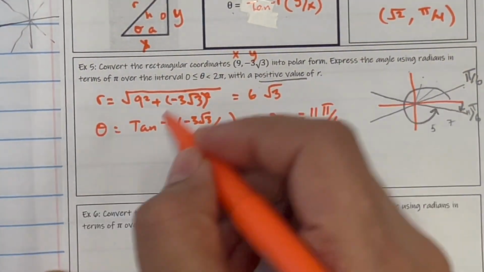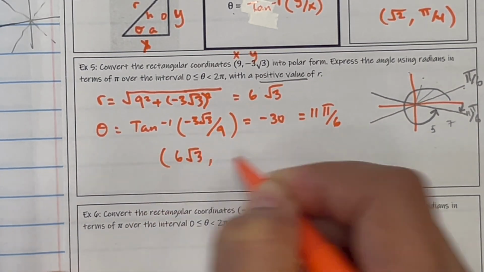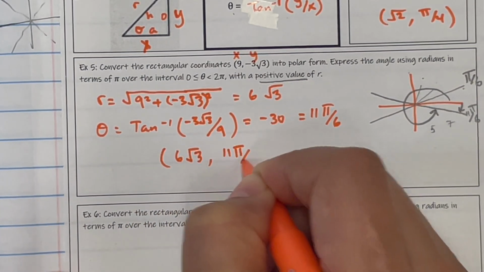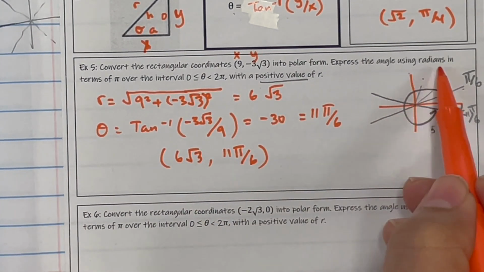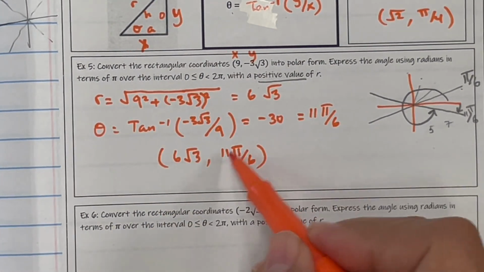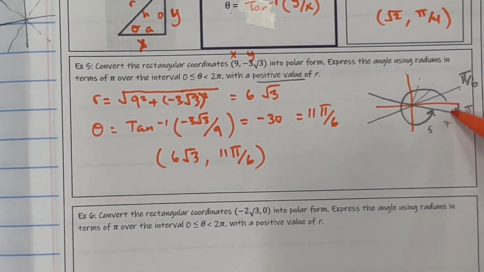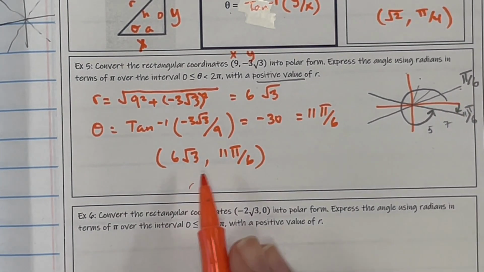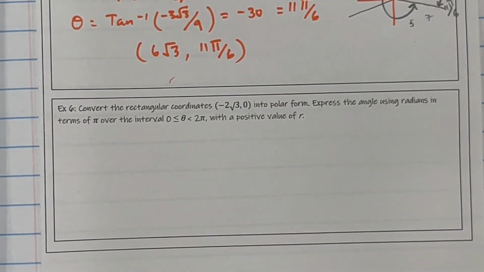Write this in terms of the coordinates, r first. So 6 radical 3, comma, 11 pi over 6. So positive r value. It didn't tell us to necessarily write this in positive, so you could actually write it as negative pi over 6 instead of writing it as positive 11 pi over 6. But go ahead and do example 6. Let's practice.